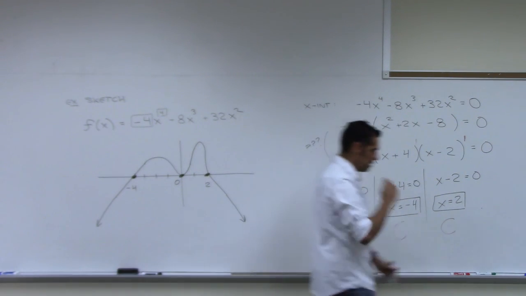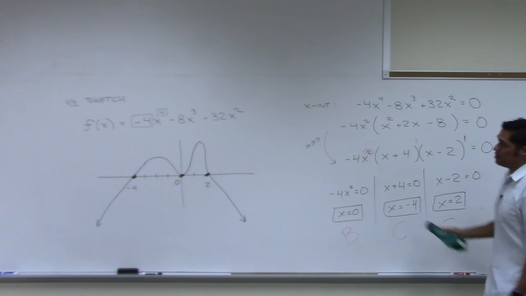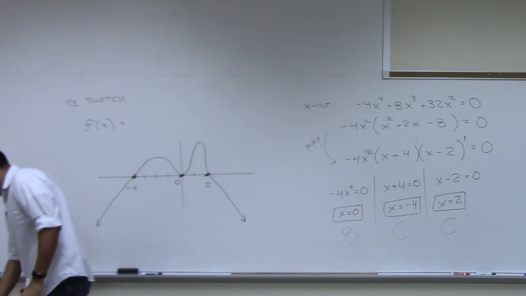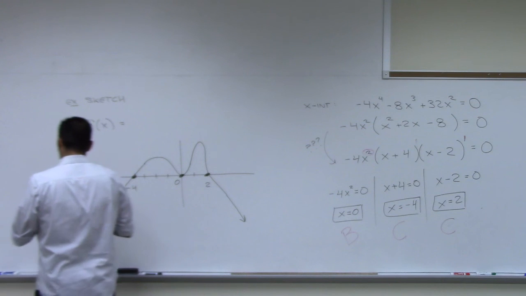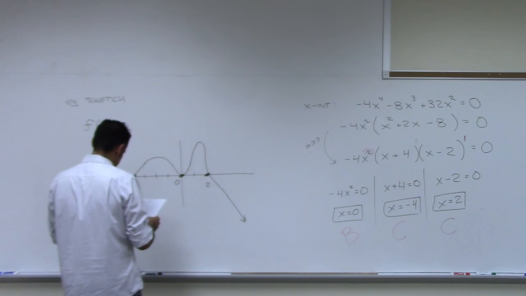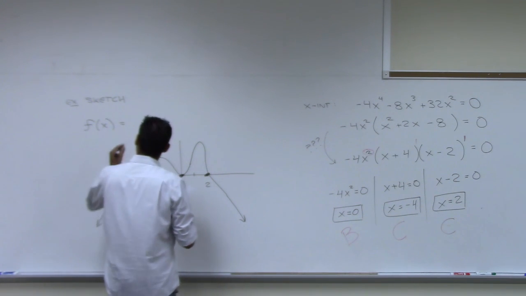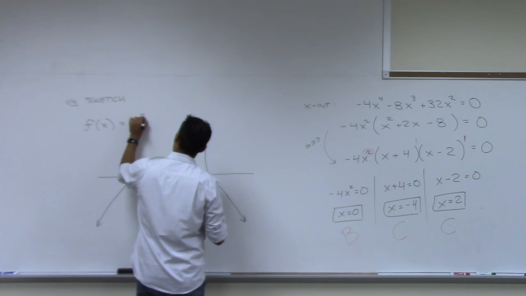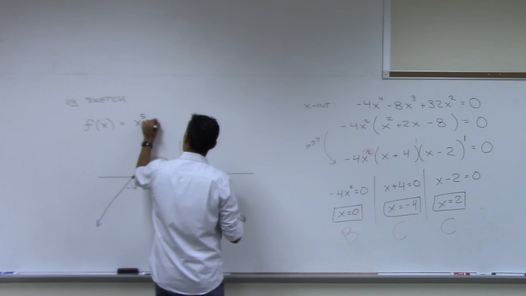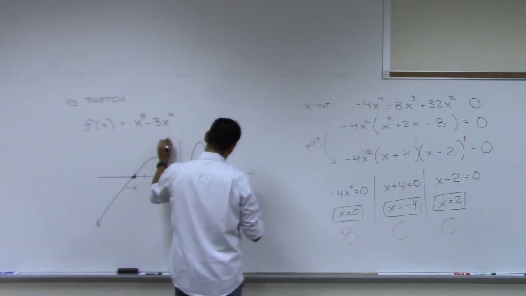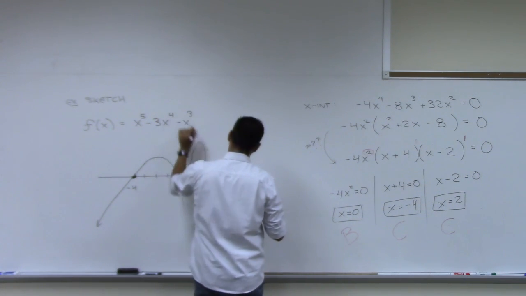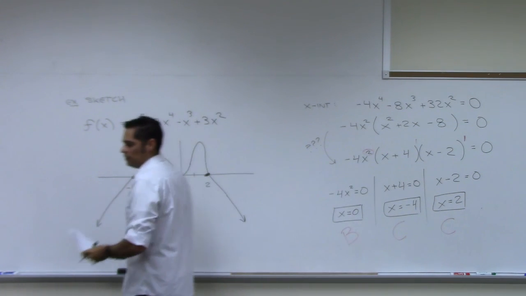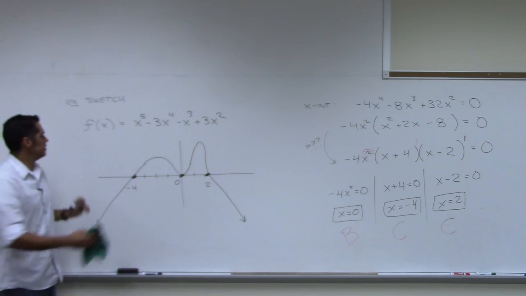Okay. I'm going to give you a different problem, different type of problem. This one's going to look kind of crazy when I put it up here. So here's a function. We've got x to the 5th, minus 3x to the 4th, minus x cubed, plus 3x squared. So we want to graph this.